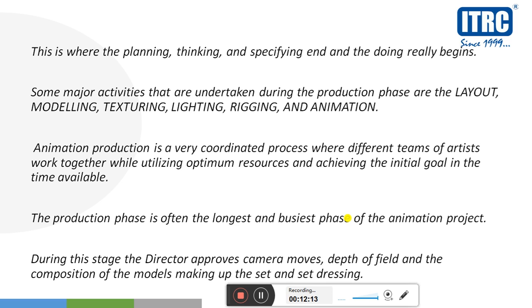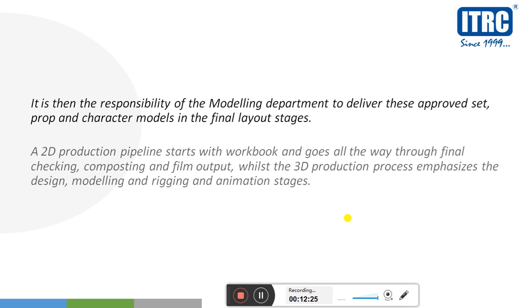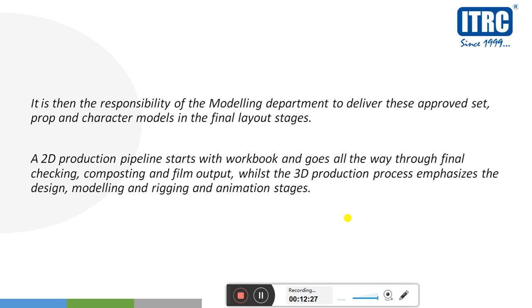During this stage, the director approves camera moves, depth of field, and the composition of the models making up the set and set dressings. It is then the responsibility of the modeling department to deliver these approved sets, props, and character models in the final layout stages.